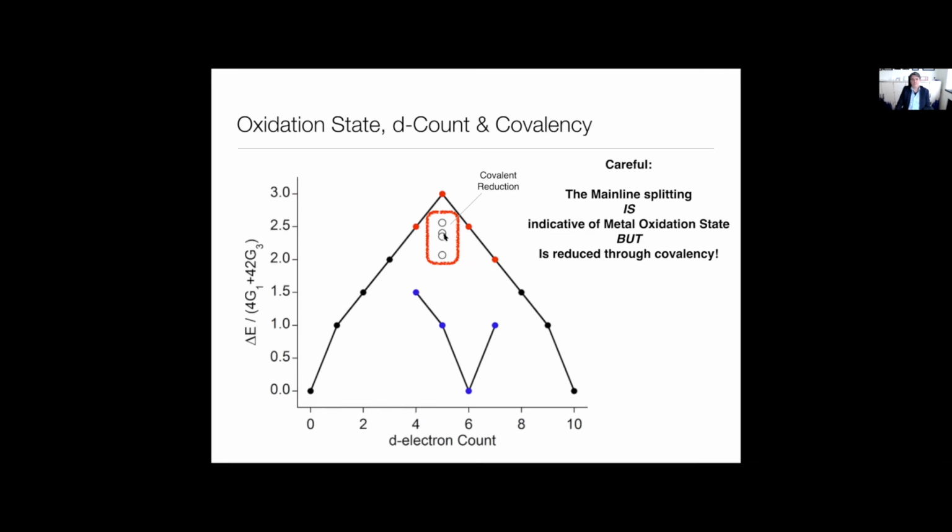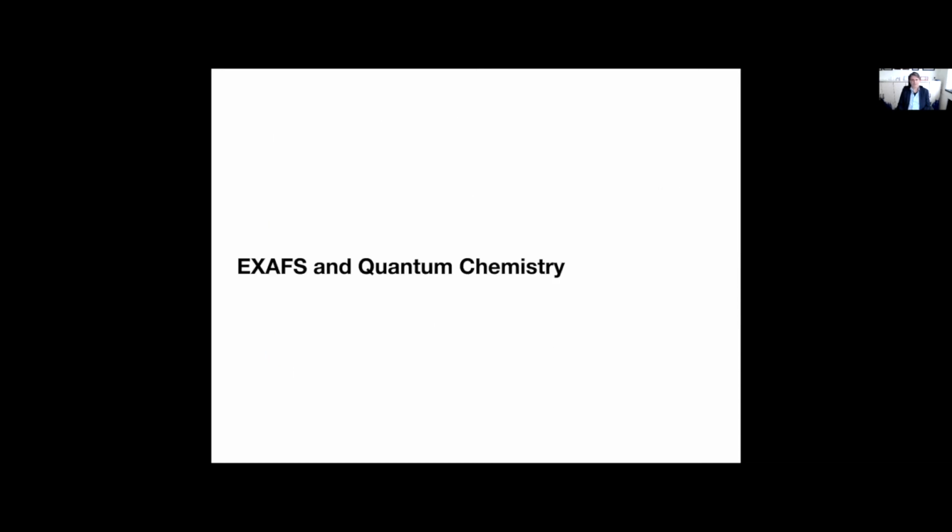And hence, if there is a nicely covalent bond, you can have a D5 system that, in terms of splitting, looks like a D3 system, right? So that would be a D3 system, D4 system, D5 system. And so that splitting here that you have for the most covalent system, that would be the hexabromide, that is rather similar to what you would observe for a model D3 system here. So the mainline splitting is indicative of metal oxidation state, but it's reduced through covalency, and one has to be careful when one makes these oxidation state assignments. That is the message here.